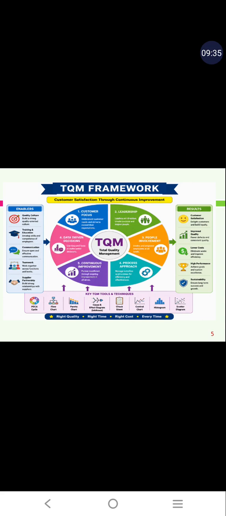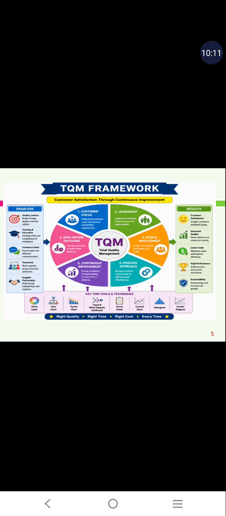So the first part is TQM principles and practices. Next we will discuss the tools. What are the tools available? TQM tools and techniques. There are different types of tools. The first is the 7 tools of quality, and the second is the new 7 management tools. There are two types of tools available: 7 tools of quality and new 7 management tools.